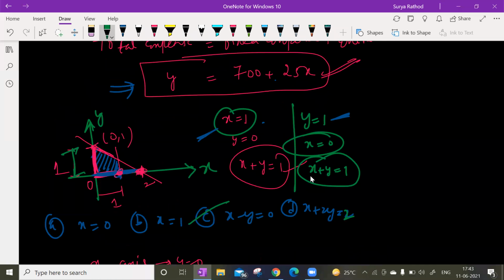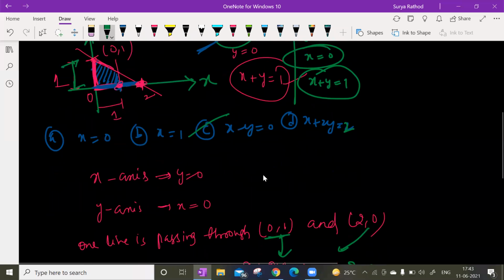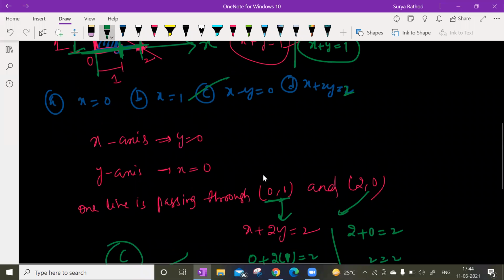Option D, why? Look at the given question: Which of the following is not an equation of the boundary line? It is talking about the boundary line. So this is my boundary line, which is passing through 2 points, 0, 1 and 2, 0. If you substitute this, what am I going to get? Option D is getting satisfied. Of course, option A and option B will satisfy. The only option which is not satisfying is option C. So option C is correct.